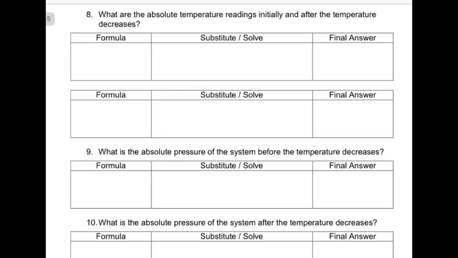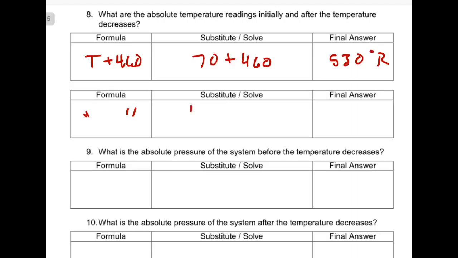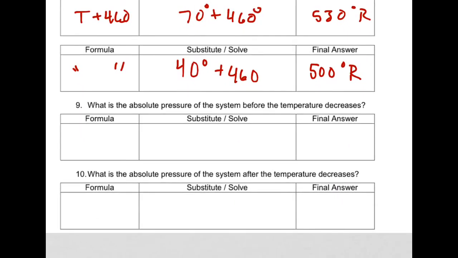And sure enough, what are the absolute temperature readings initially and after the temperature decreases? That's just the temperature plus 460, right? We need the absolute temperature. So the first one is 70 plus 460, which is 530 degrees Rankine. You need your units. Same formula for the second one: the temperature decreases to 40, plus 460. So what is that, 500 degrees Rankine. Cool.